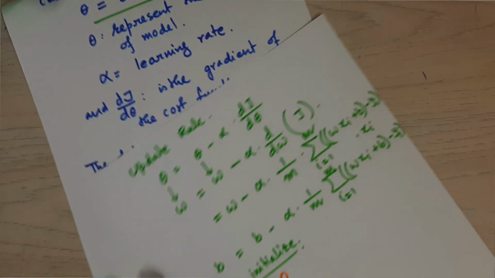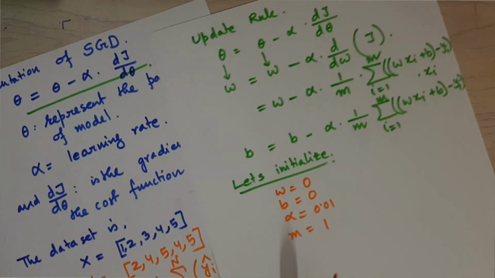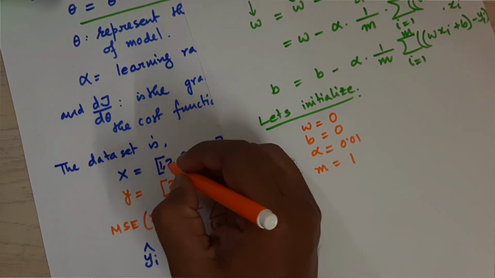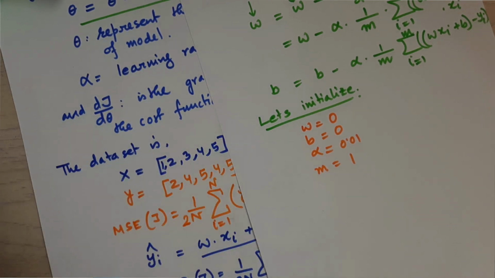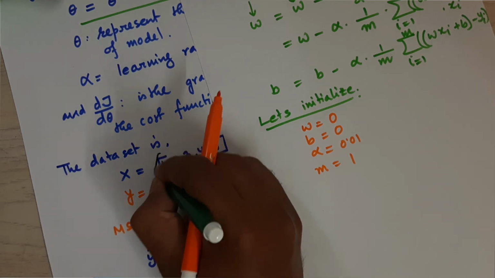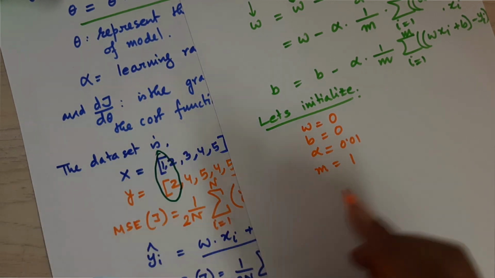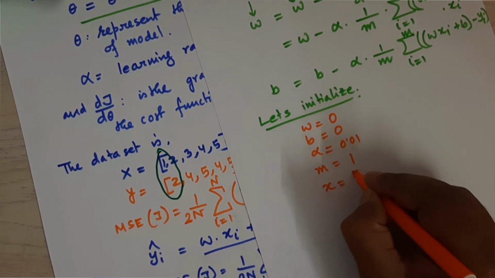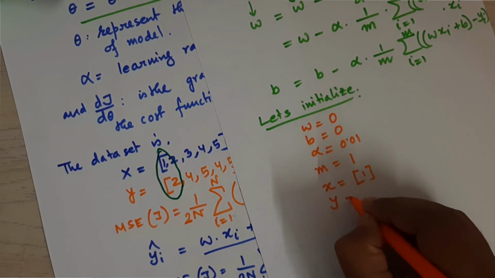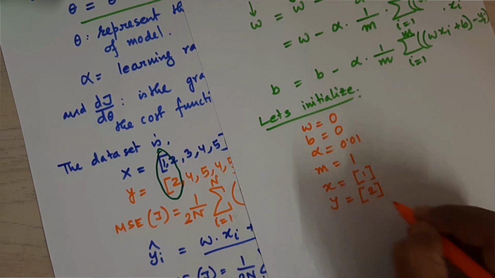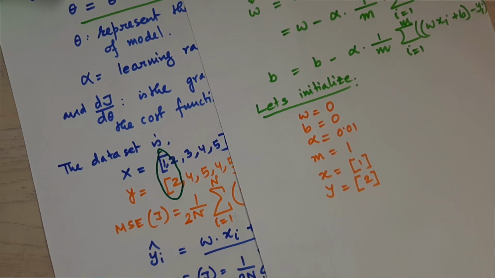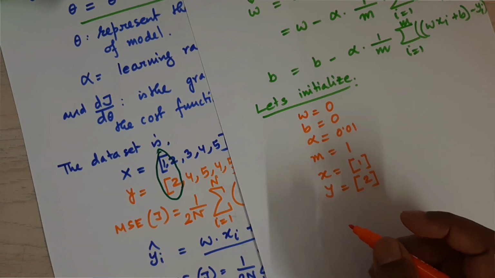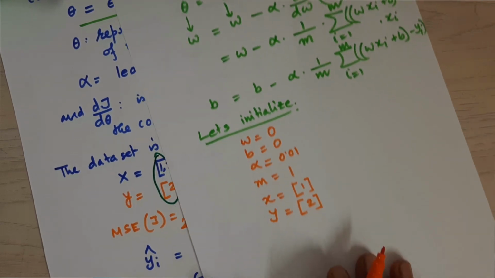Now I will randomly take a value from this. So let's say I will take the first value. Okay, so x is equal to 1 and y is equal to 2. We will use this value to update our weights and bias according to the stochastic gradient descent update rule. So we know the update rule.